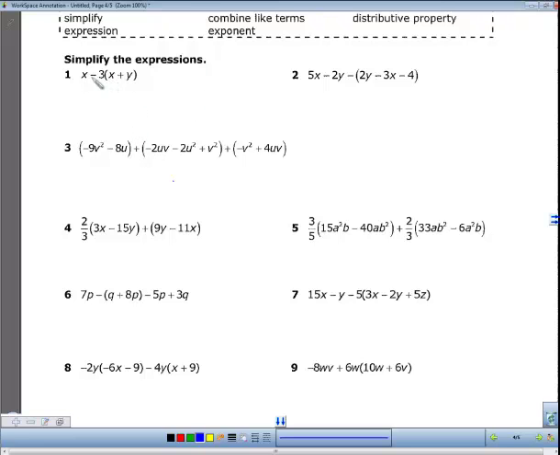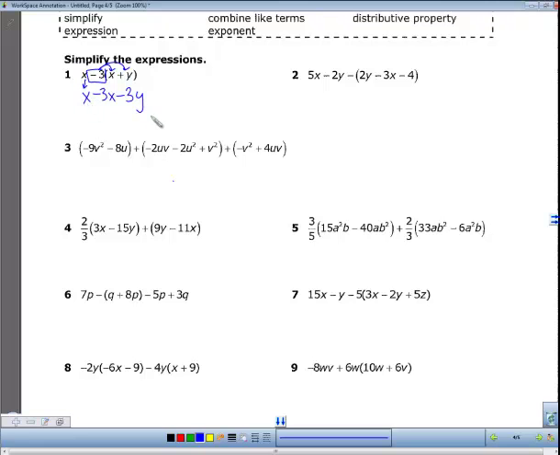Okay, so we've got number one right here. The first thing we're going to do is the distributive property. We're going to multiply this negative 3. Okay, so I have negative 3 times x, so I have negative 3x. Then I have negative 3 times y, so I have negative 3y. Then I take this x and just bring it on down.